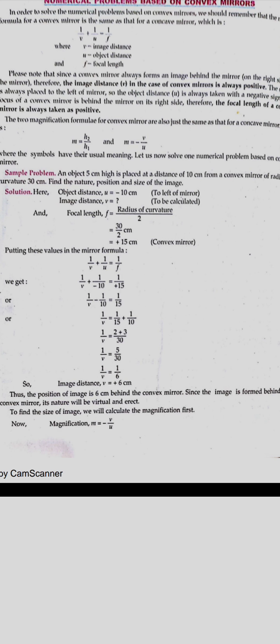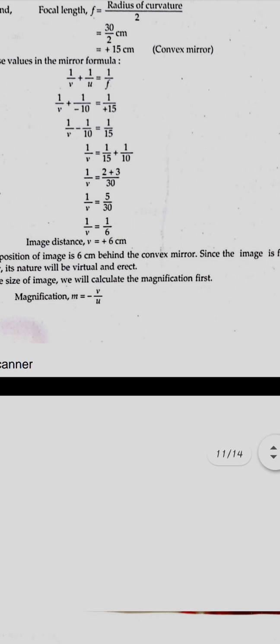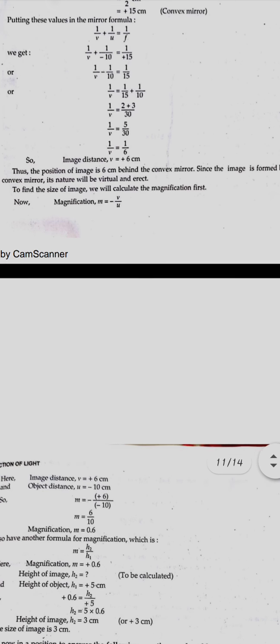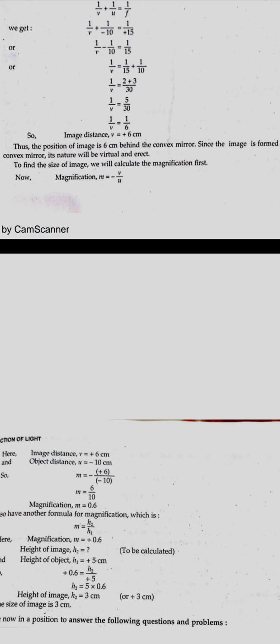On putting the values, f is taken as positive and u as negative, and on solving we get the answer as positive too, because the image is formed on the right side. On solving, I got v equal to plus 6 cm. What does it mean? The image is found behind the convex mirror, that is, the image is virtual and erect. And what is the magnification, or how much has the size changed? We can find it by m equals minus v by u, and again by m equals h2 by h1, so that we can find out what the size of the image will be.